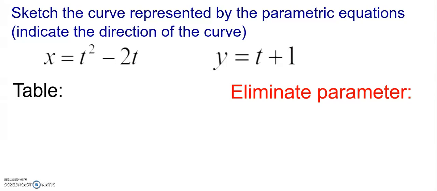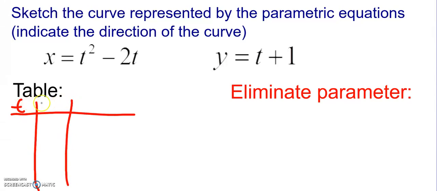So the question is, well, how do we do that? Good question. Well, we're going to make a table of values, just like when you first learned to graph rectangular equations. The only difference is now we're going to have t, x, and y. So we're going to pick values for t. I'm just going to start at 0, 1, 2, 3, and let's do 4 for fun.